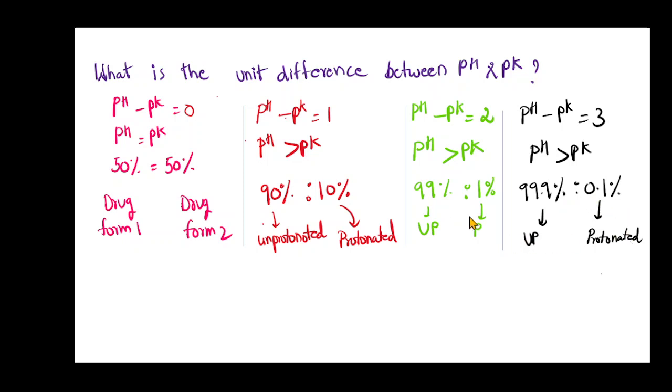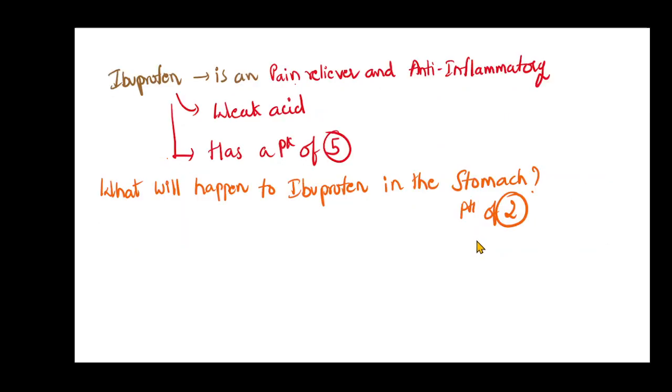We will discuss everything. Give me a moment. In the next slide, take the drug ibuprofen. It is a pain reliever and anti-inflammatory, and it is a weak acid with a pKa value of 5. As I already discussed, the pKa value is a characteristic of the drug. It cannot change.